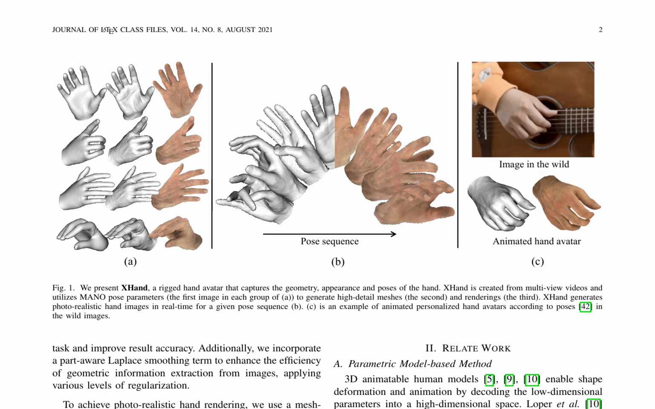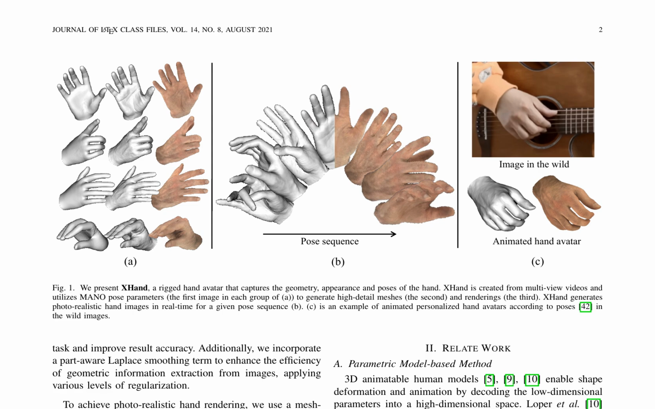XHand is a rigged hand avatar that captures the geometry, appearance, and poses of the hand, created from multi-view videos and utilizing mono-pose parameters to generate high-detail meshes and renderings. This approach enables the generation of photorealistic hand images in real time for a given pose sequence.